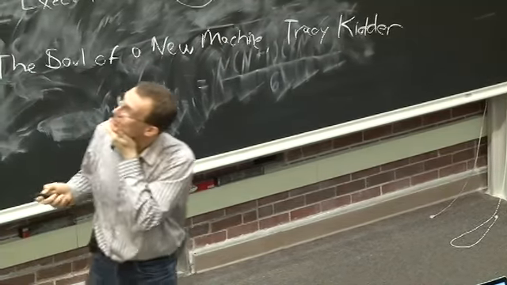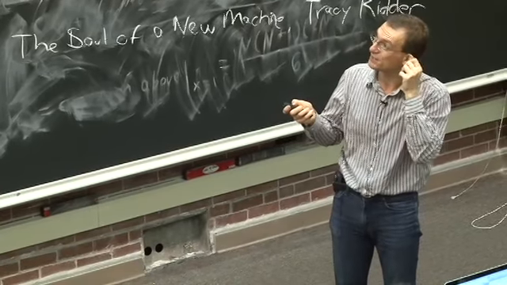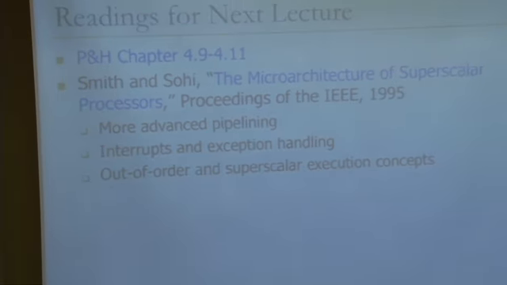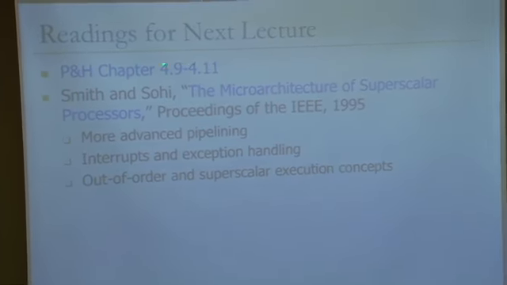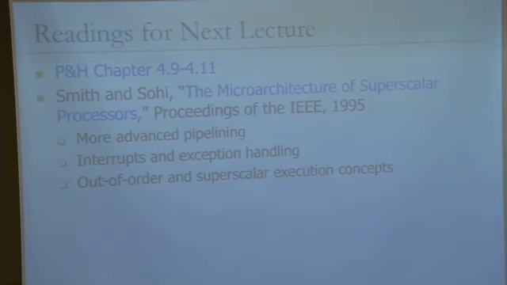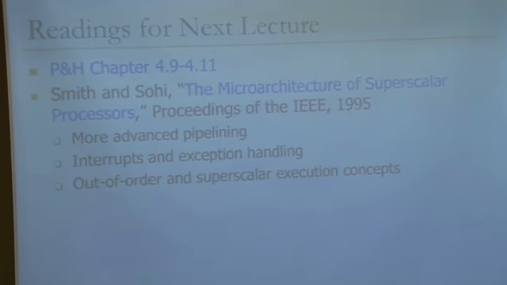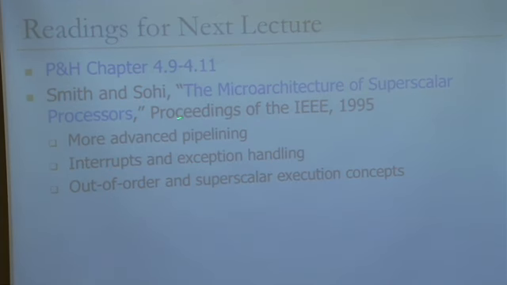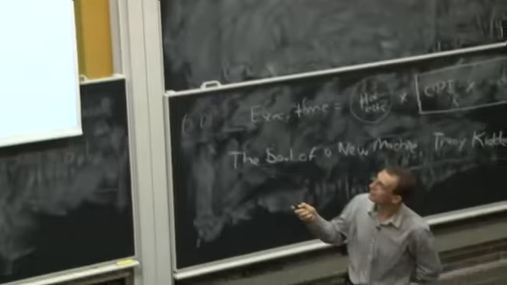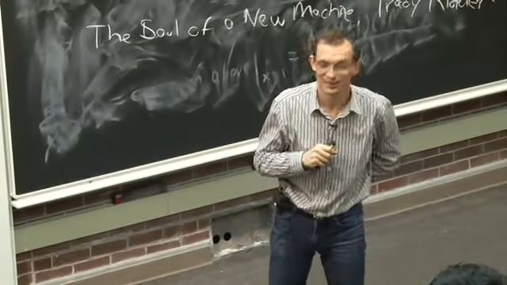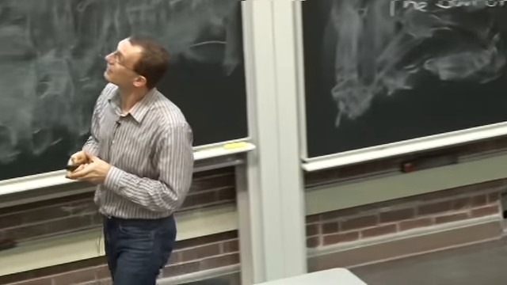Okay, readings for next lecture. Next lecture, we will do more advanced pipelining, interrupt and exception handling, and we'll cover the concepts of out-of-order execution and superscalar processing. So I would like you to read Patterson and Hennessy chapters 4.9 through 4.11, which covers exception handling and some out-of-order and superscalar execution. And there's also the Smith and Sohi paper that goes through what a modern microprocessor actually looks like, what something like Pentium Pro or AMD K5, K7 looks like. And hopefully you'll enjoy this paper. Okay, and this will be on the website.